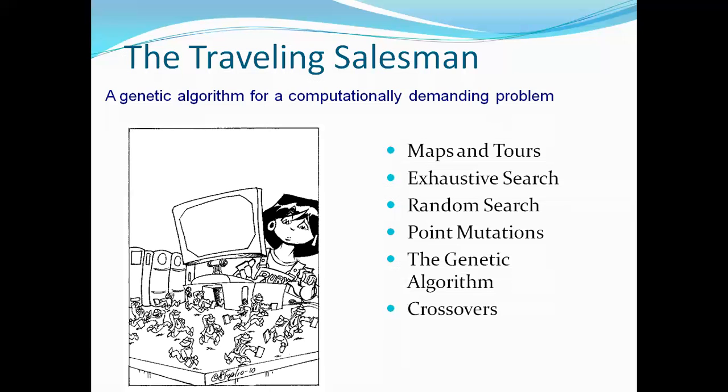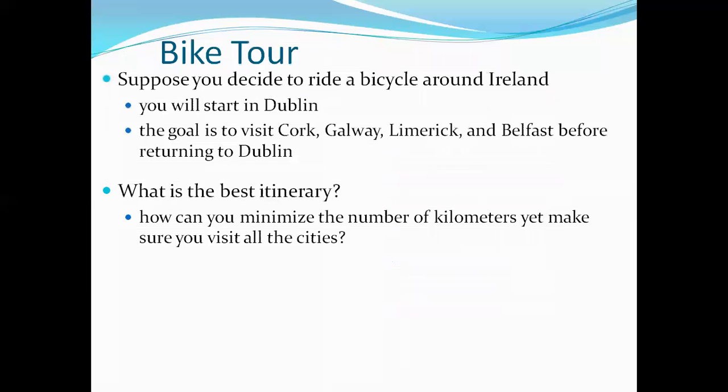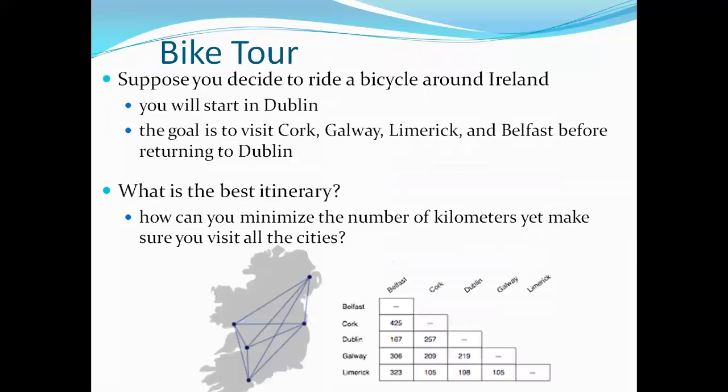The second one is exhaustive search. The third one is random search. Next, point mutations, genetic algorithms, and crossover methods. So these are the sub-methodologies existing in the case of the genetic algorithm. We'll be looking at these in detail one by one.